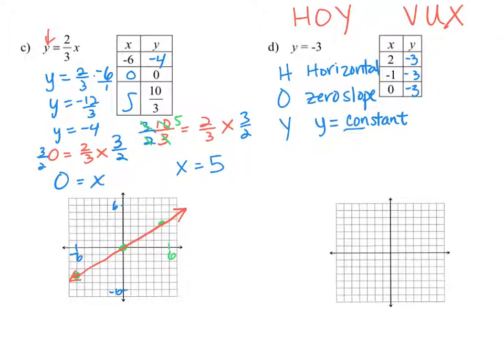When we plot these points, when x is 2, y is -3. When x is -1, y is -3. And when x is 0, y is -3. If we mark the scale here in the x and the y direction, we can draw a line that goes through those 3 points. Now notice this is a horizontal line. The slope of this line is 0, and the equation is only in the form of y equals.